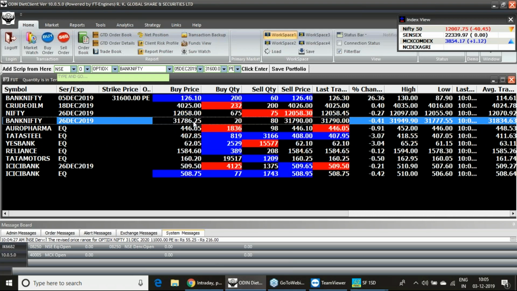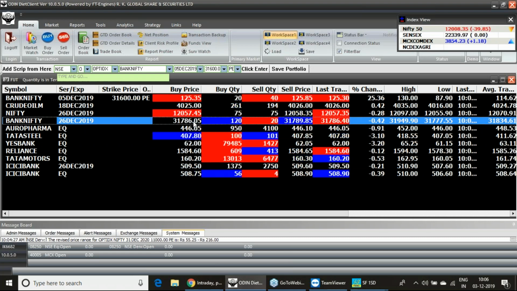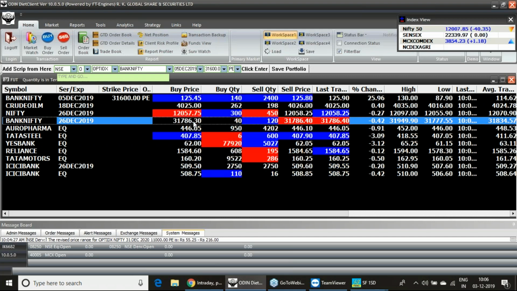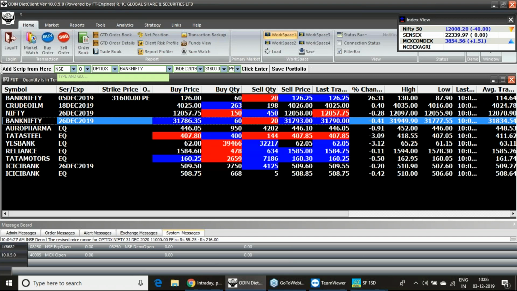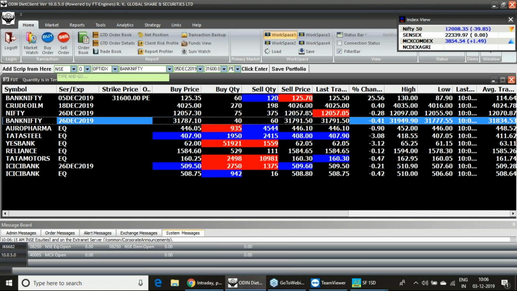So Nifty, you are still at a profit. Bank Nifty, you are at a profit. So wait for some more targets to come.